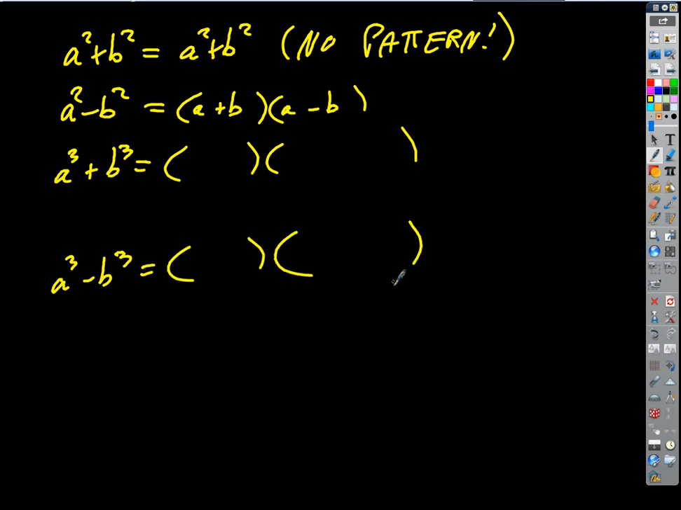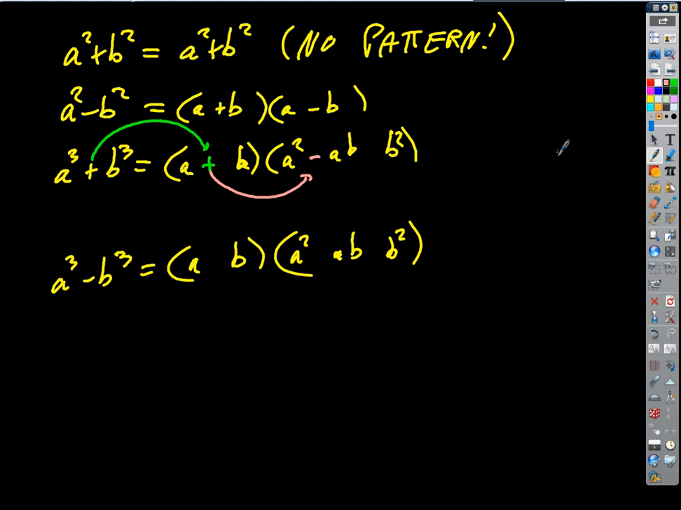We know that for a sum or difference of cubes, the terms in the binomial are going to be a and b, and in the trinomial a squared and b squared, and in the middle an a times b. But the trick, remember, was that whatever sign I have here shows up there, and then the next sign is going to be the opposite, and the last one is always plus.